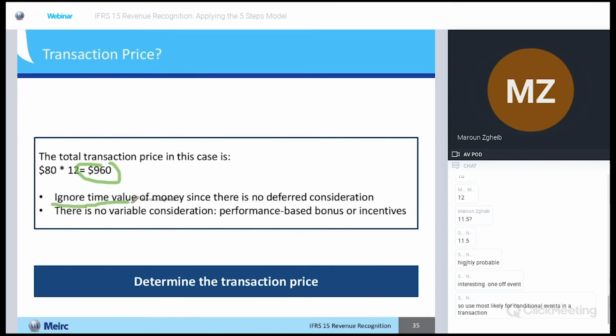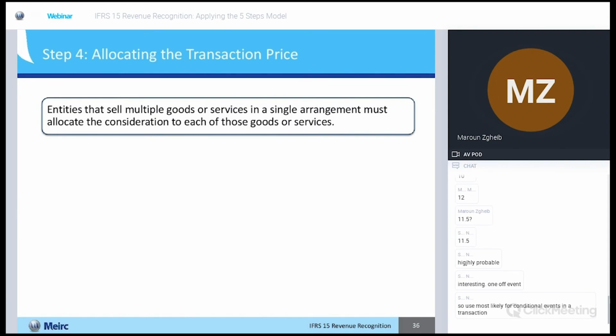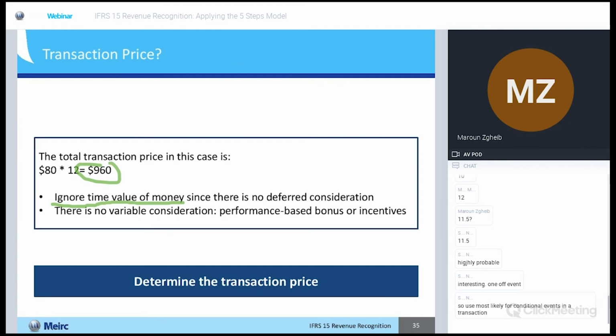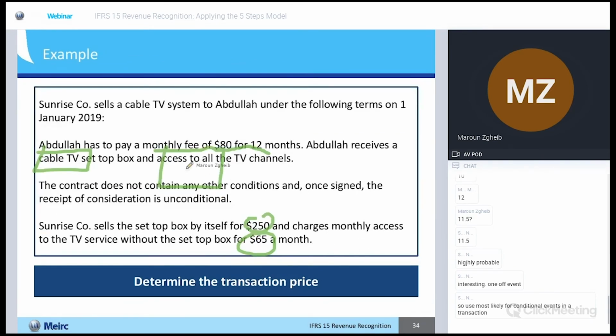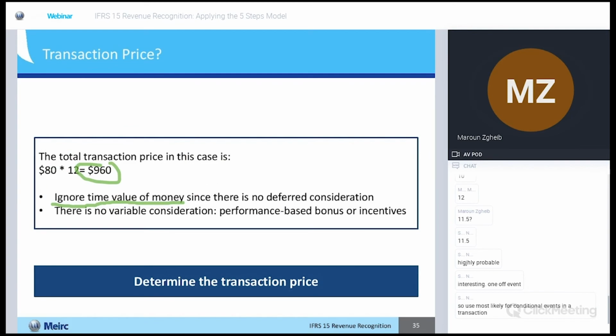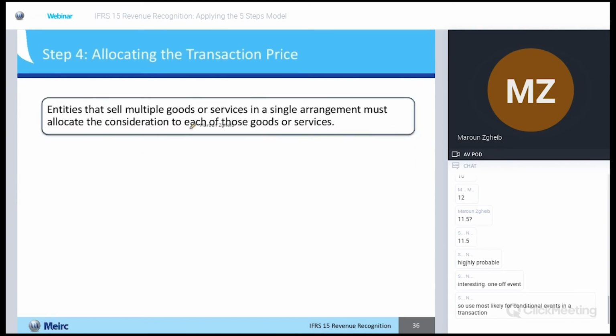Do we apply time value of money? We ignore the time value of money since there is no deferred consideration and there is no variable consideration in this case. Step number 4 is to allocate the transaction price. So now, as you see in this example, I have one transaction price, which is $960. How much of the $960 should go to the service and how much should go to the TV?